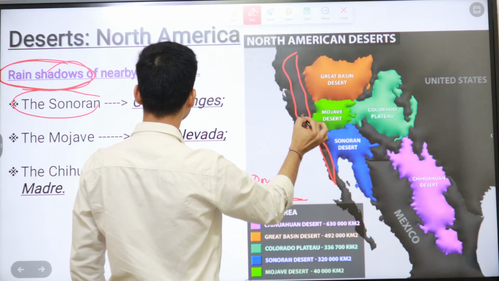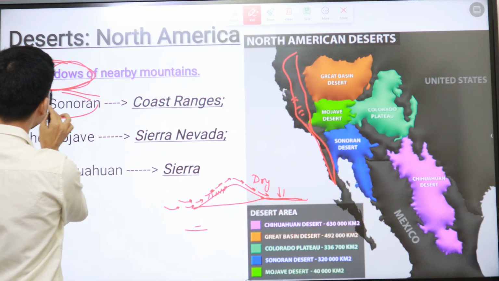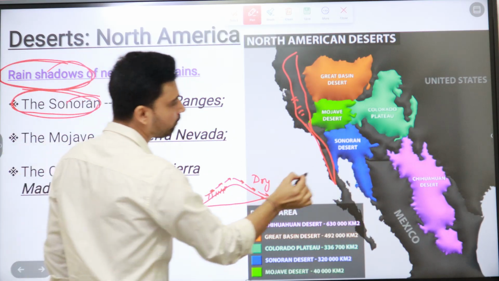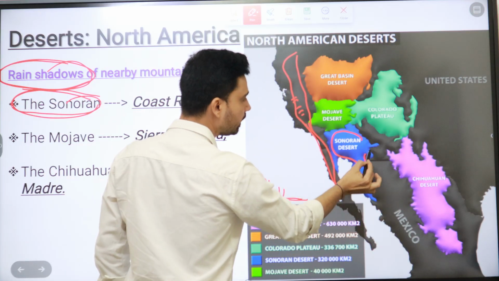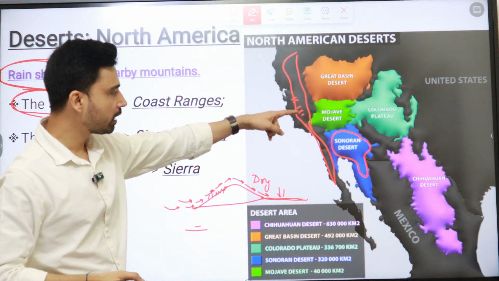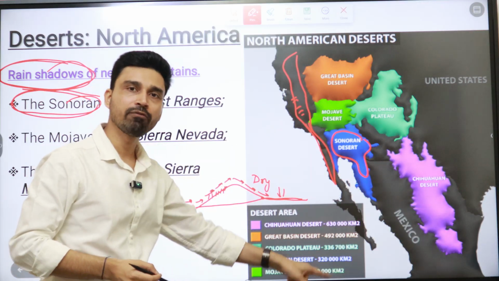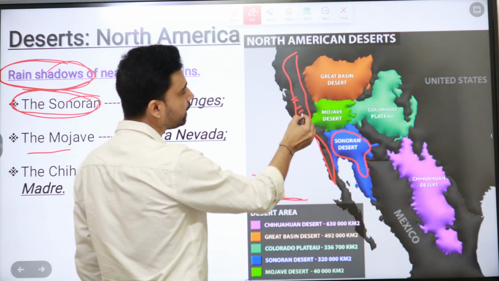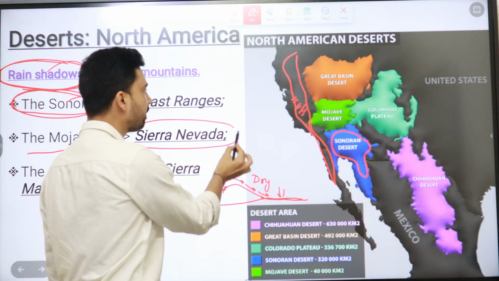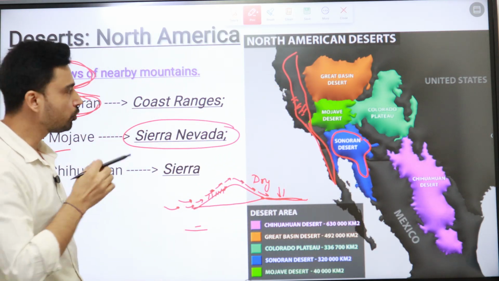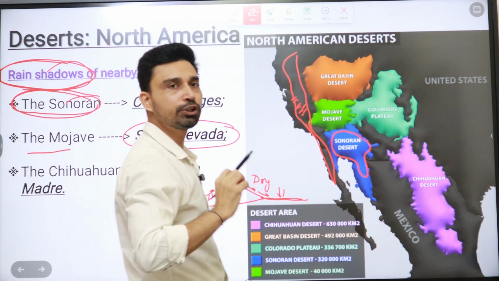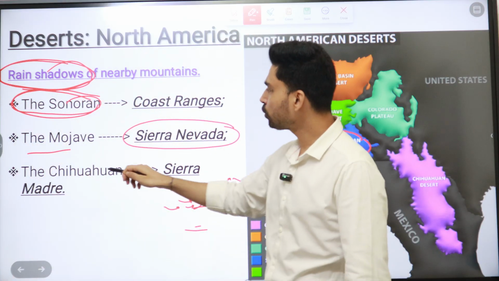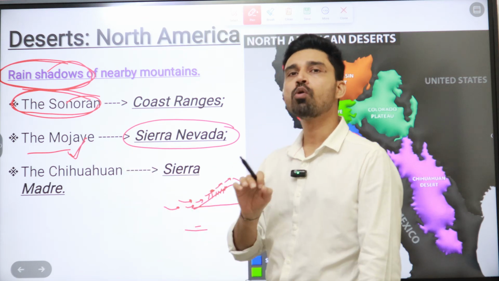For example, here if you look. And because of the rain shadow effect of the coast range, you have development of the Sonoran Desert that extends all the way around California and the Gulf of California, as we can see from here. Similarly, because of the rain shadow effect of the Sierra Nevada, a mountain we have discussed along the state of Nevada, you have the formation of a desert that is called the Mojave Desert.